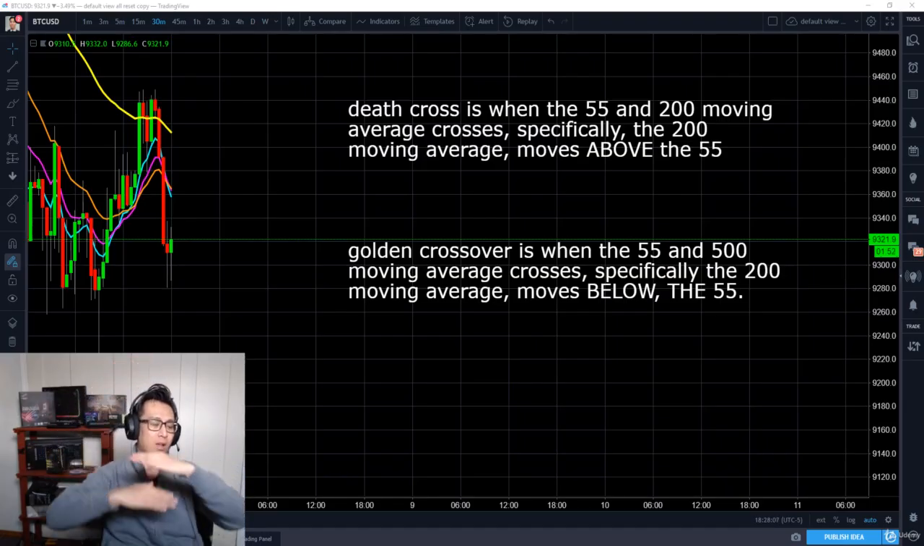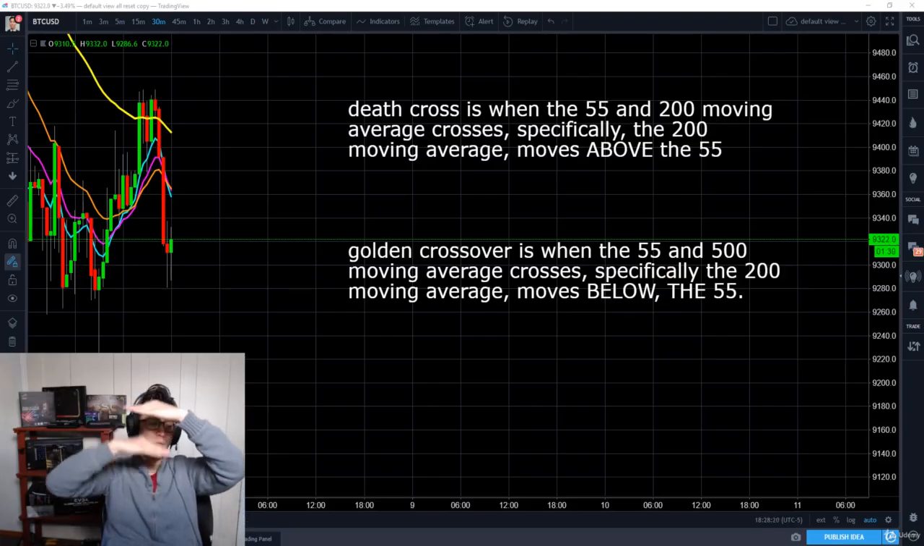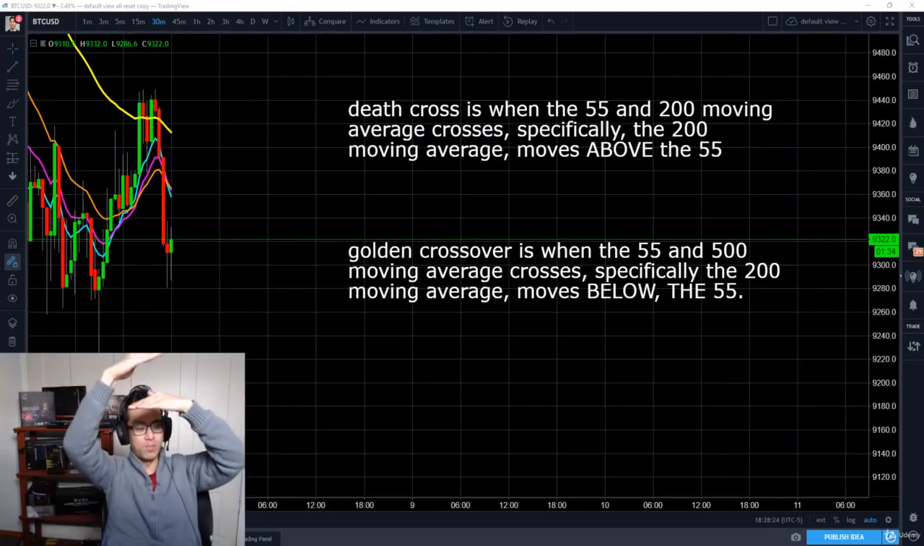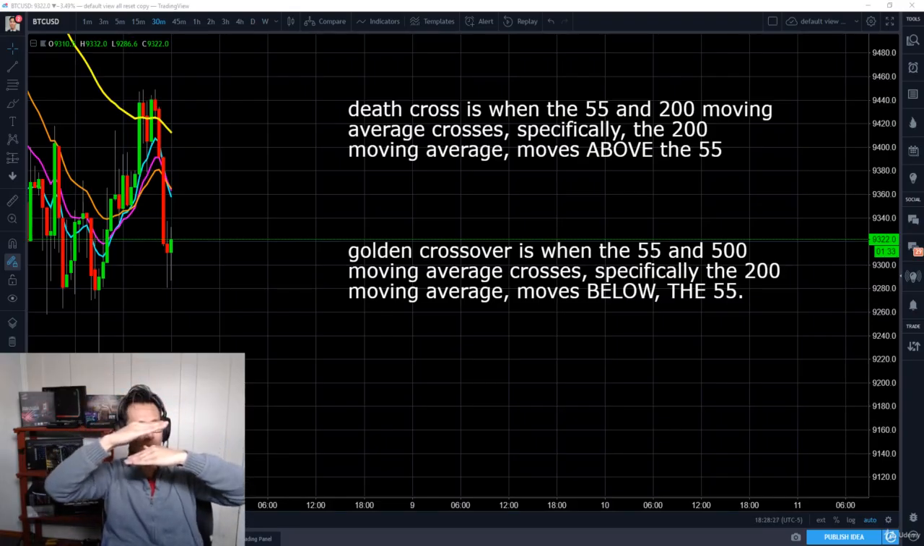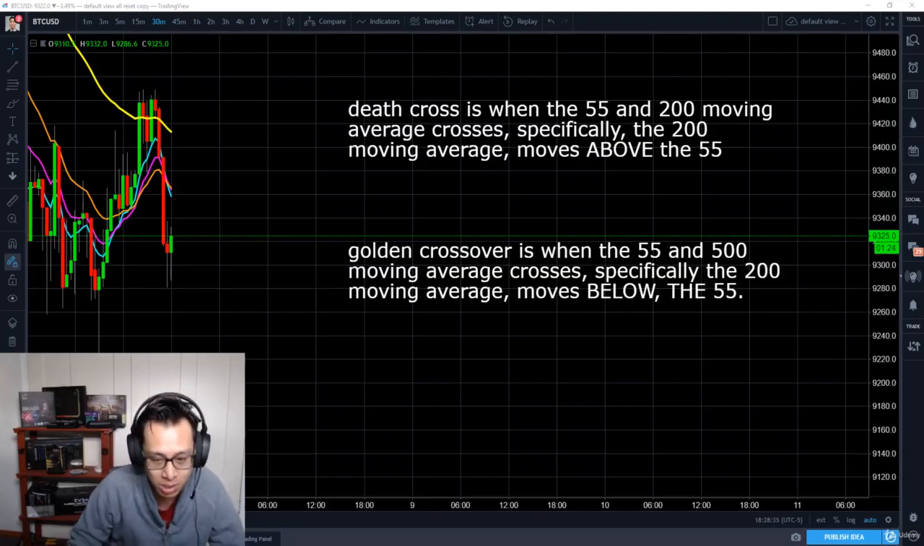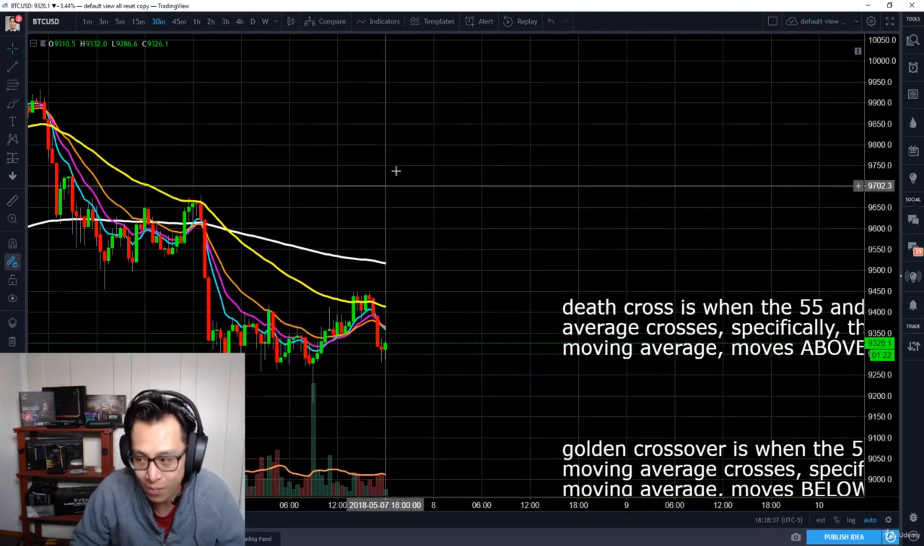So once again, on a golden crossover or an uptrend, the 200 moving average is taking a lot of the past price action, so it's holding it in a way where it's supporting above all of it with the bigger number on the bottom. And once again, the death cross is when it's pushing it down, with the bigger number on the top. So that is the best way to think of how crossovers work and how moving averages work when it comes to supporting and resisting.